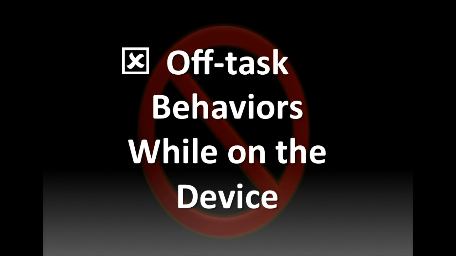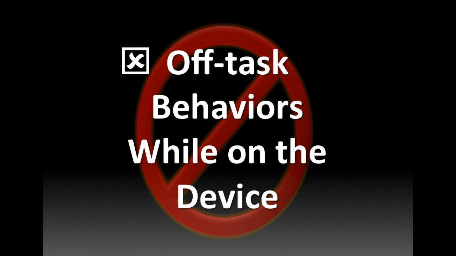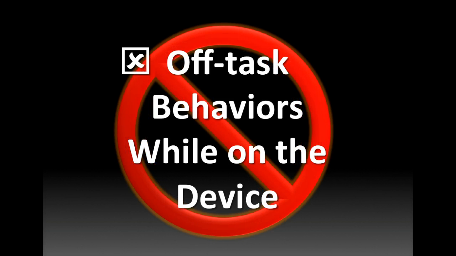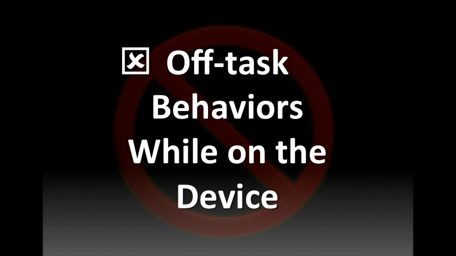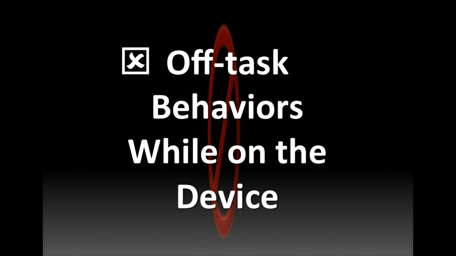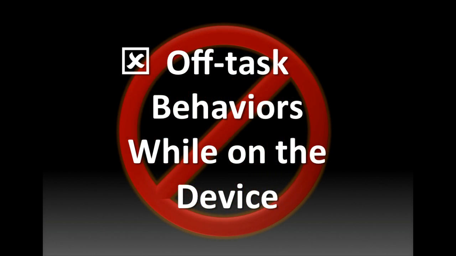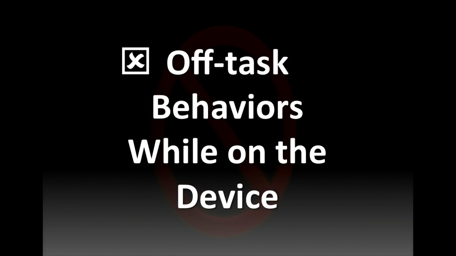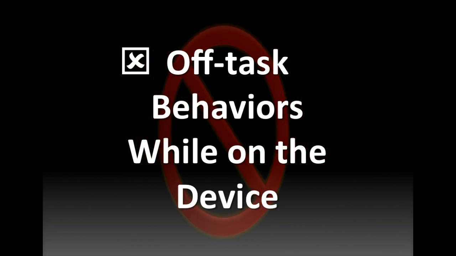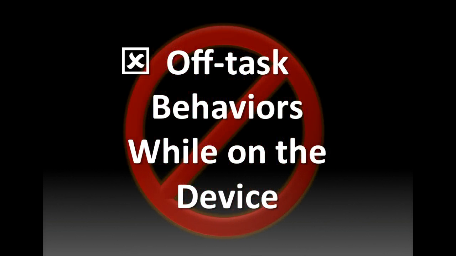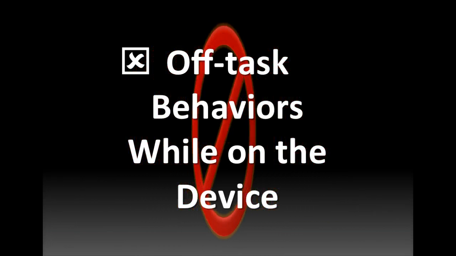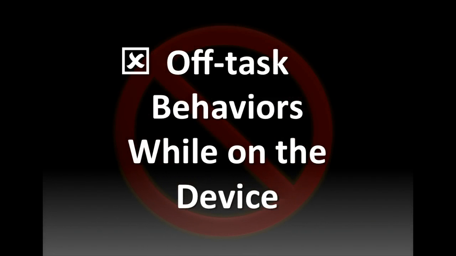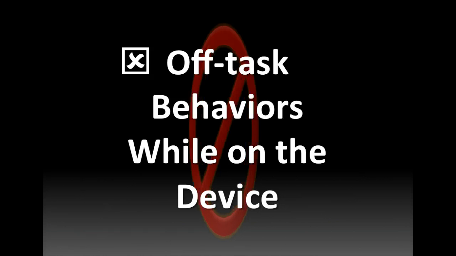Off-task behaviors while on the device are inappropriate and they are not allowed. What is an off-task behavior? Obviously, anything that is not what the teacher has asked you to do. If you have not been asked to go to an app and you're on an app that is not for what the class is doing at the time, and it is not free time, and you have not been directed to use your time to do anything other than the appropriate activity, then that is considered an off-task behavior. It is inappropriate and it is not allowed.